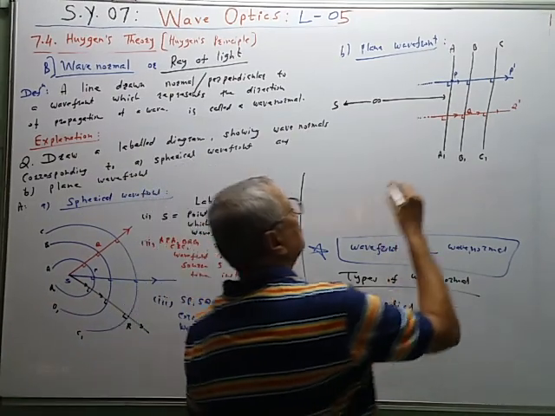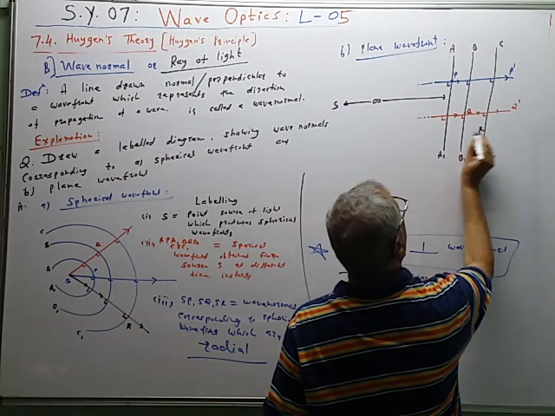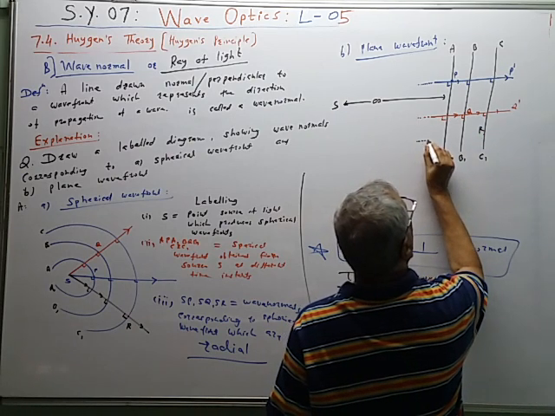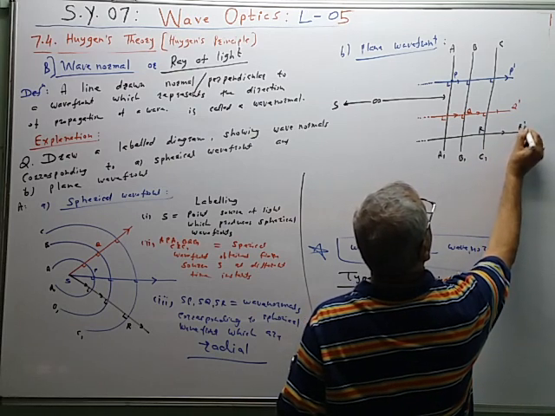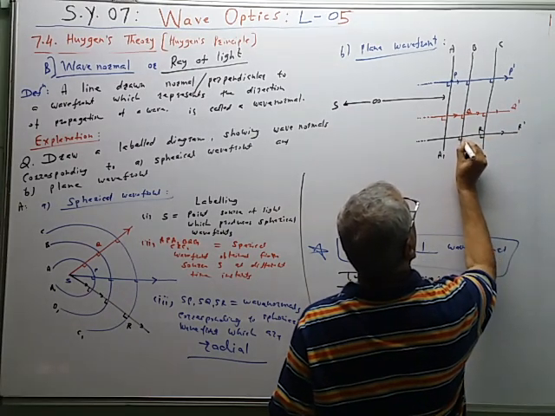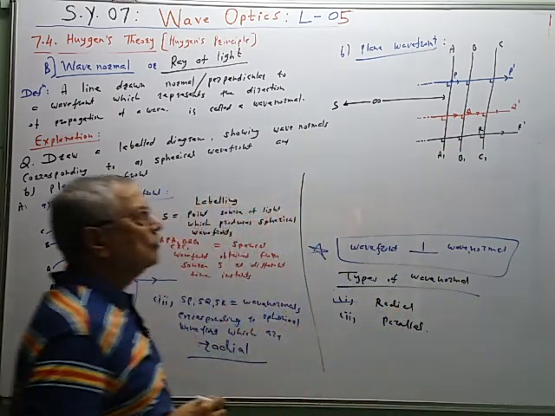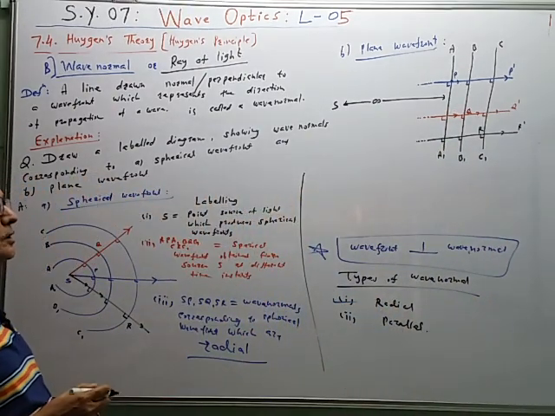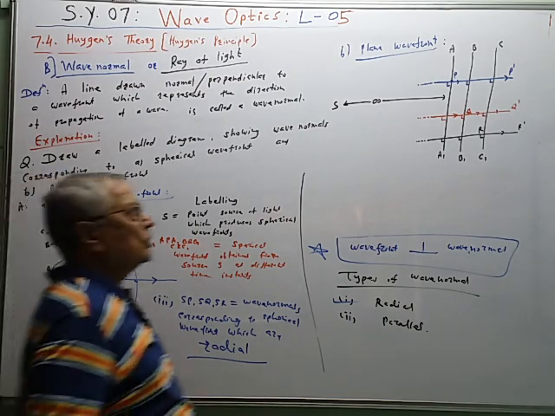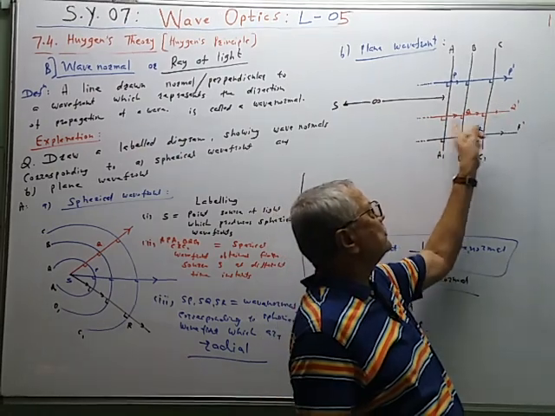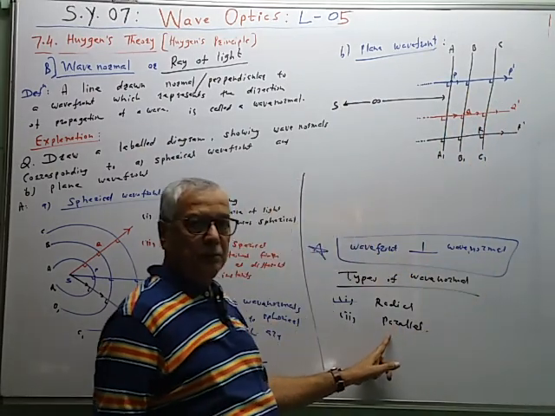And if this is the point R, R dash. So this angle is 90 degree, this is also 90 degree, this is also 90 degree, this is also the third wave normal. So there are three plane wavefronts and corresponding there are three wave normals. Now if you see the wave normals PP dash, QQ dash, RR dash, they are parallel to each other. So this is the second way.